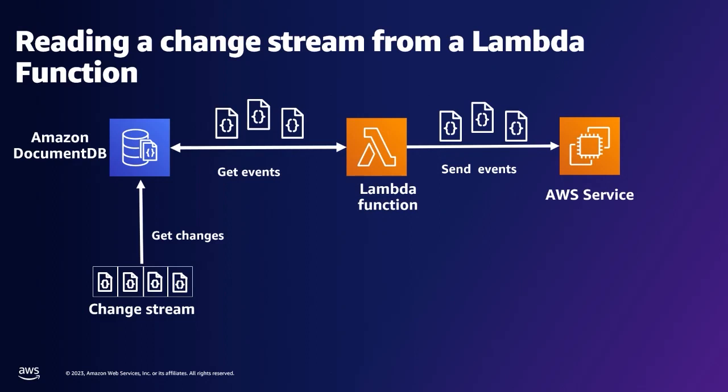And this is again a typical workflow of how we are going to read from a change stream. A Lambda function would periodically send get event calls to your DocumentDB, and DocumentDB will get those change streams and send them over to the Lambda function, which in turn can send it downstream to any service that it needs to.